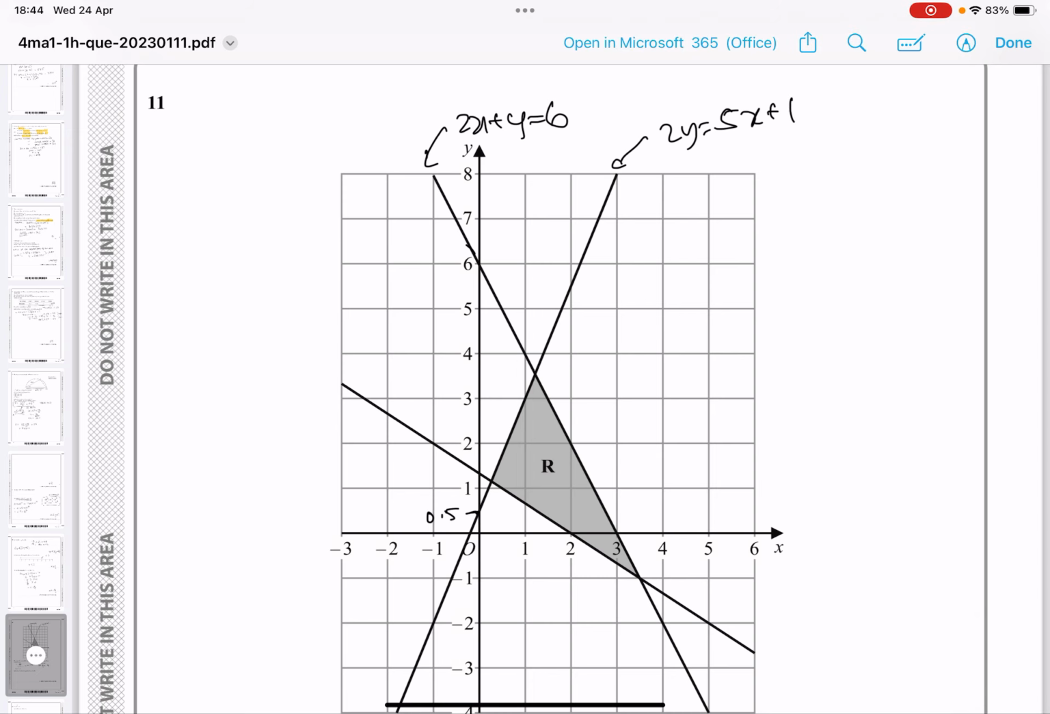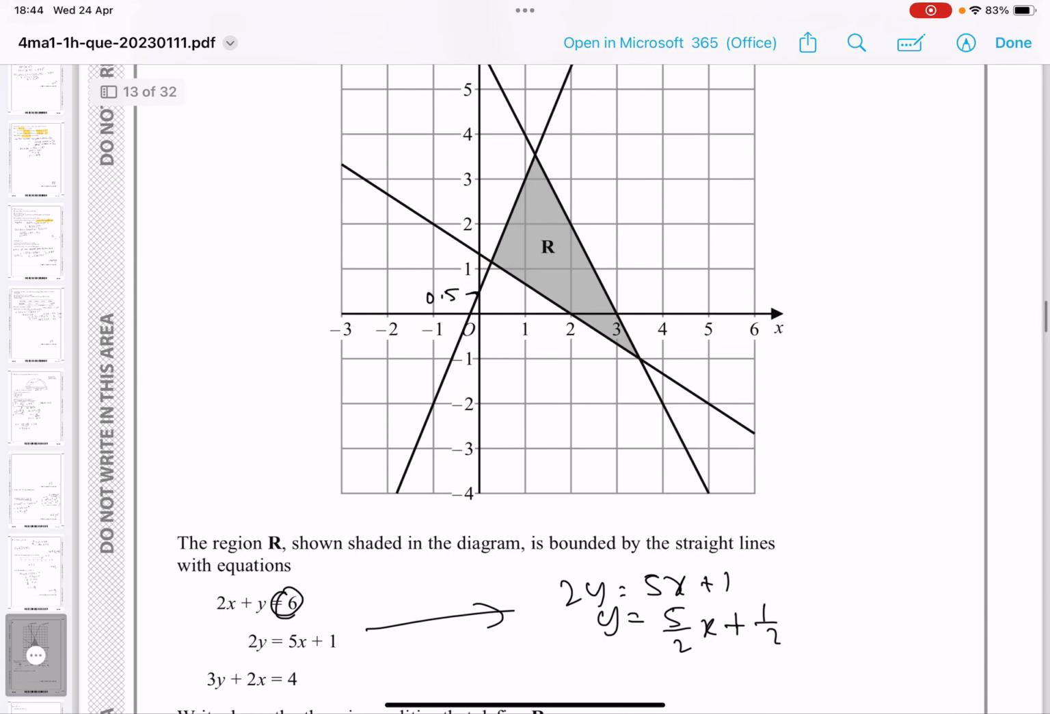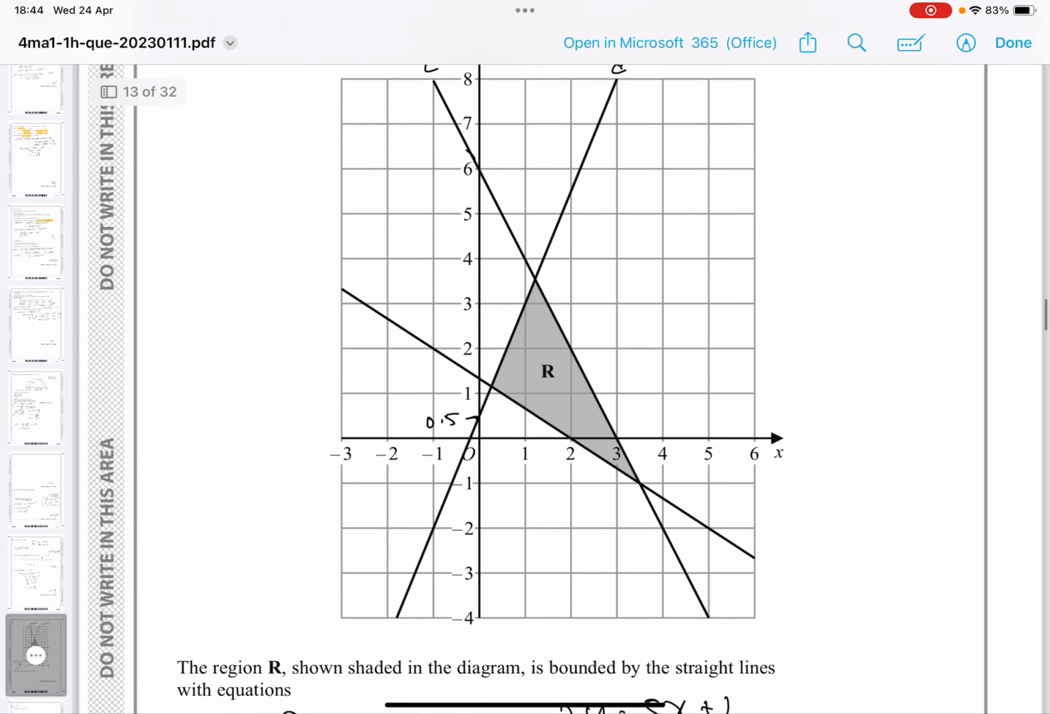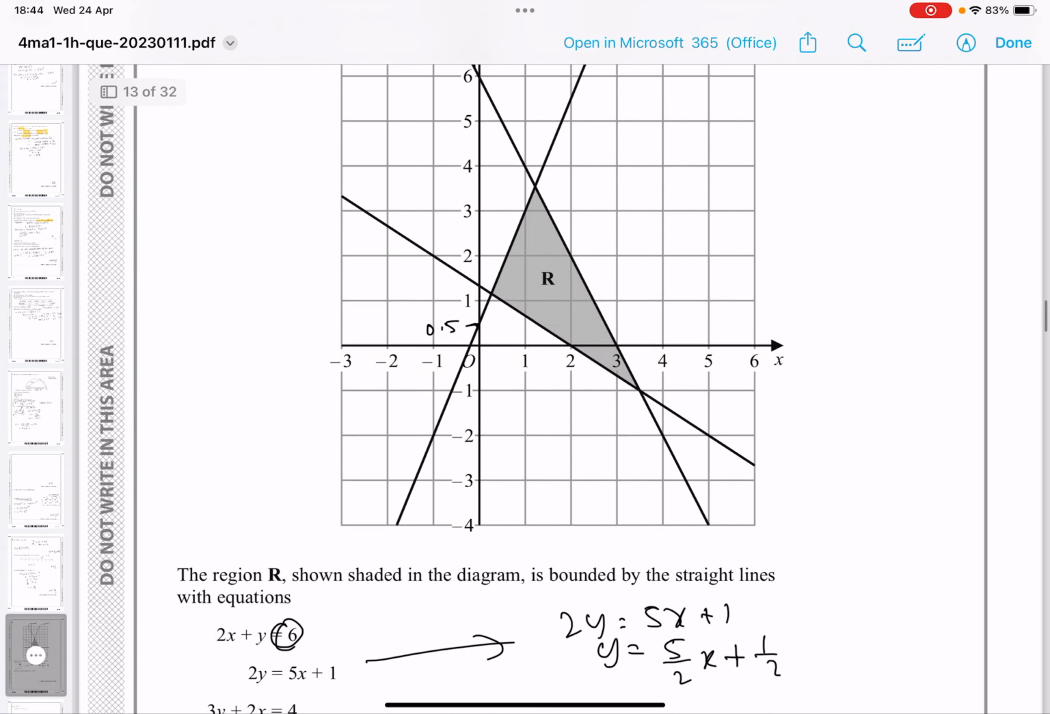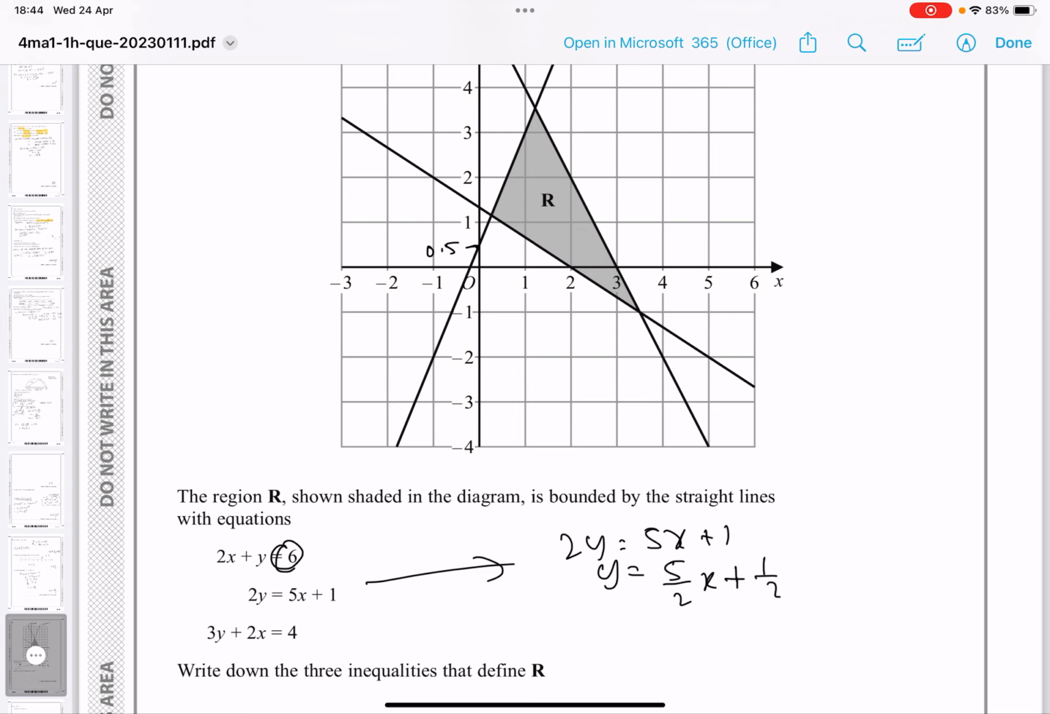And then finally, the other line is going to be this line here. Yeah, this line here, sorry, that line here. That's going to give you 3y plus 2x equals 4. Okay, now that we've labelled all the lines, we can easily find the inequalities.